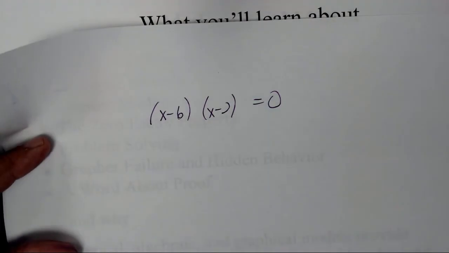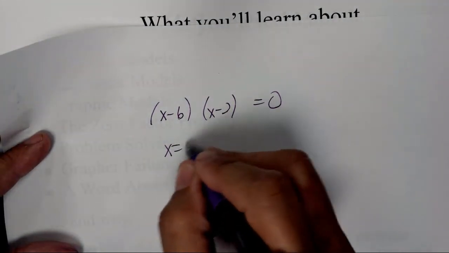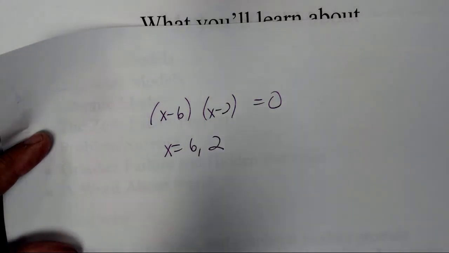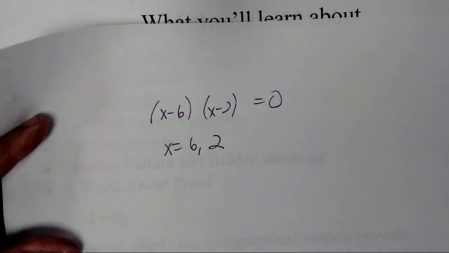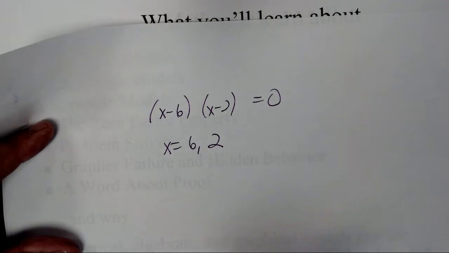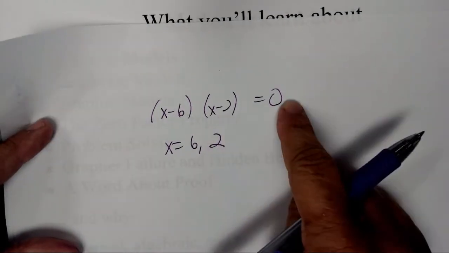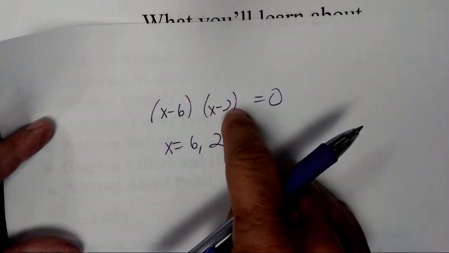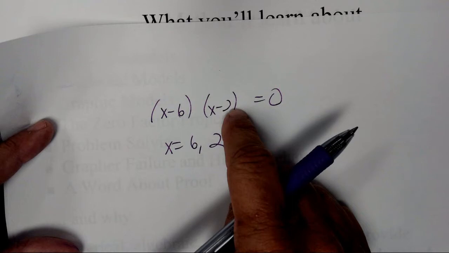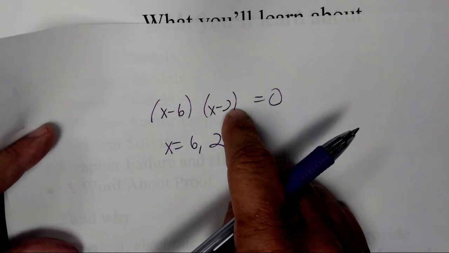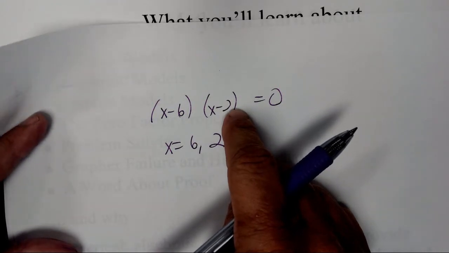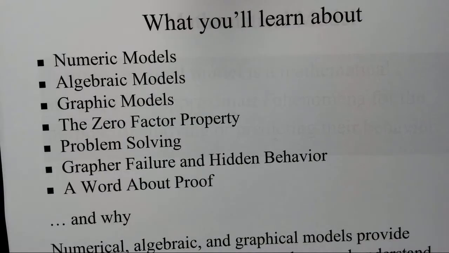What are your solutions? 6 and 2. And you're using the zero factor property when you do that. So what did I do? I factored it. It said equal to 0. And in order for that times that to be 0, one or the other has to be 0. So you use the zero factor property all the time. You just didn't bother to call it the zero factor property. Okay? And then problem solving is just what it's always been.